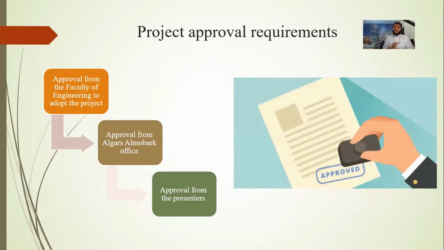Then we have the project approval requirements, and we mean by that the main approvals that we need to do the project. We need 3 approvals in general. The first one is from the Faculty of Engineering, the second one from the Al Gharsa Mubarak office, and the third and final one is from the presenters to do the project.